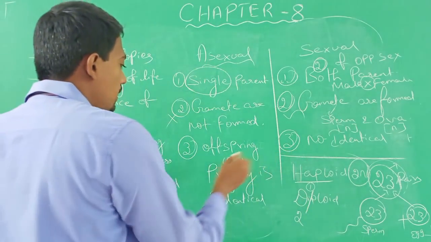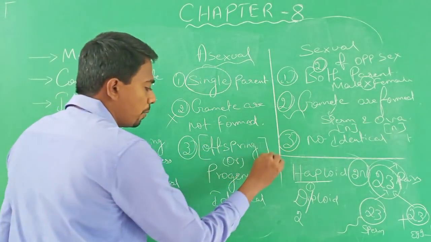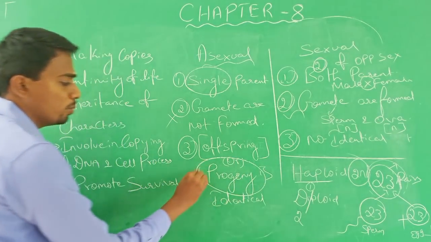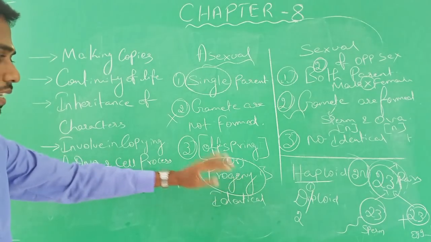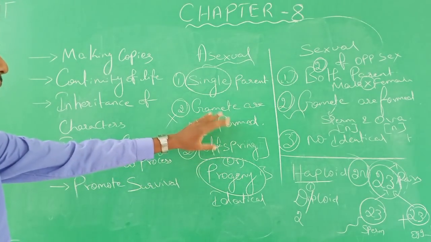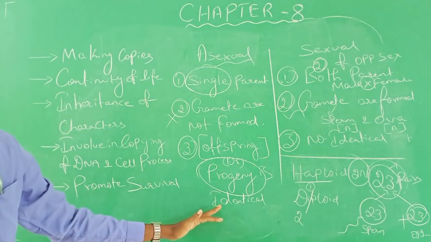Yes, and here the offspring produced, in reproduction, is otherwise called progeny. The progeny or the offspring produced as a result of asexual reproduction is similar or identical.